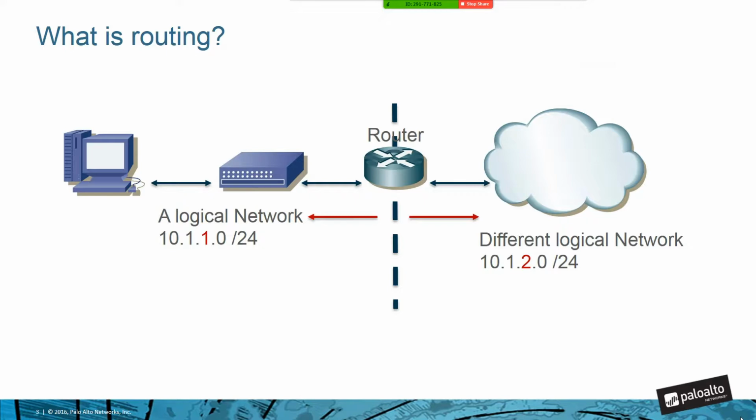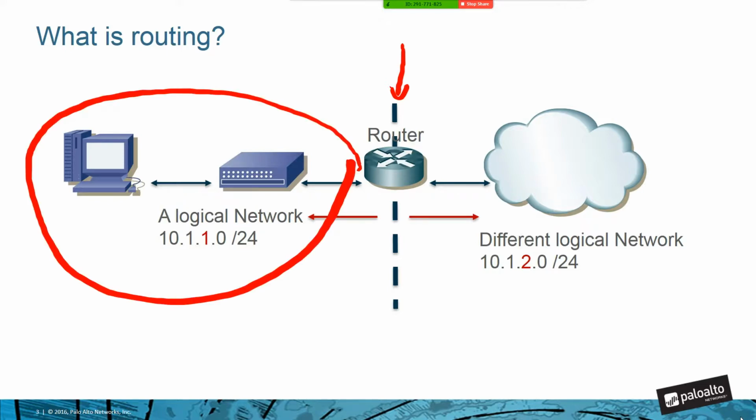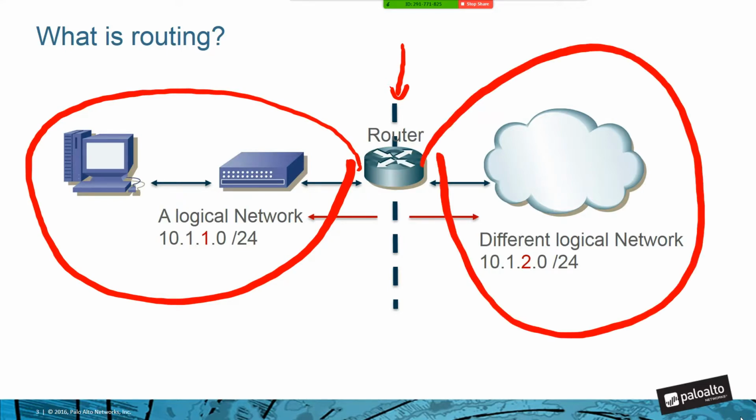Okay, just to recap, a router and routing. A router is an appliance that executes the routing. And routing is a logical concept where we traverse from one network to another network. For a router to exist, you must have two or more logical networks.